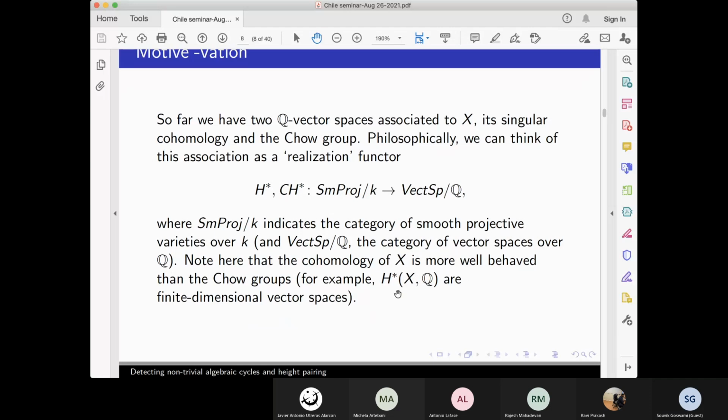Okay, so in this case, what happens is that the cohomology of X is more well-behaved than the Chow group. For example, the singular cohomology groups are finite dimensional vector spaces. So as a natural desire, one thinks that the Chow groups and the cohomology groups might be connected by some map. If you can find a map between the Chow group and the cohomology groups, then one can hope to study the Chow group using the information from these maps.